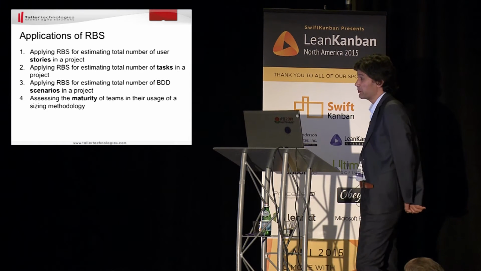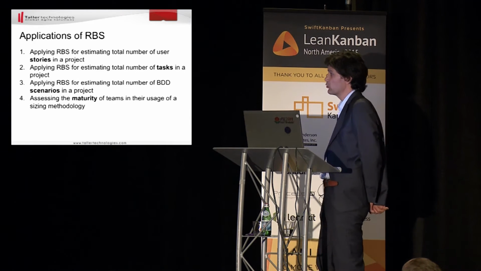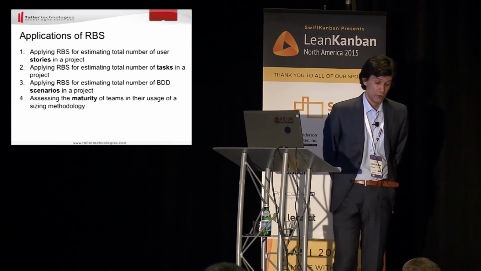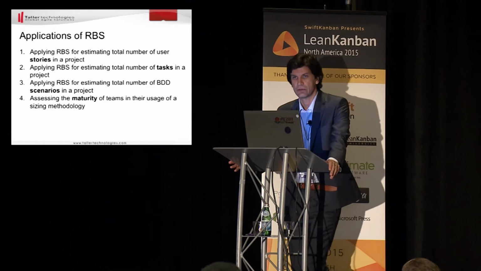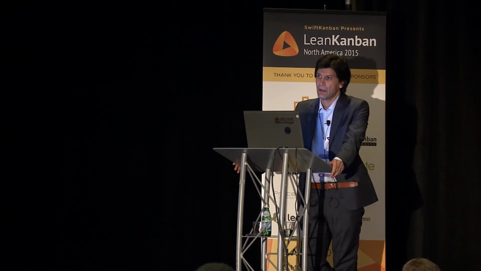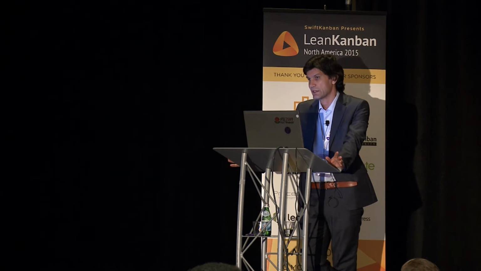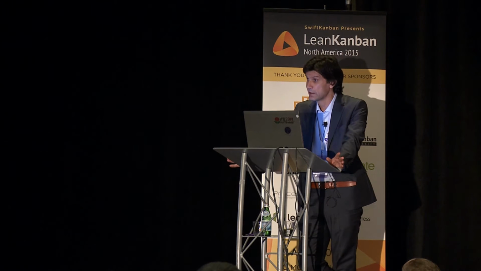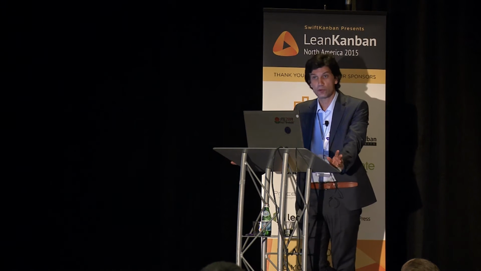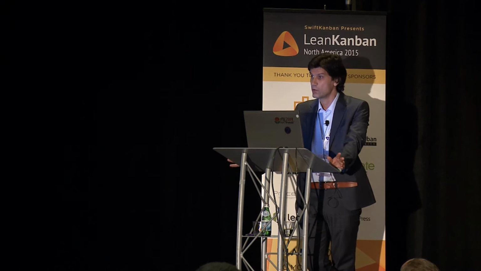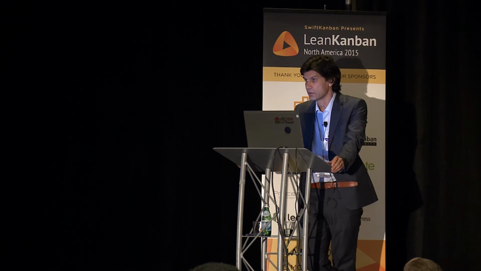But a very important application is that we can assess the maturity of teams in their usage of a sizing methodology, which I would like to shed more light on. So assume you have data for your teams, let's say 10 or 12 projects. Using RBS, you can judge if the teams actually consistently applied any kind of technique for managing the requirements, the technique they are supposed to be using. You can tell, are they using it consistently, or just figuring out random numbers?